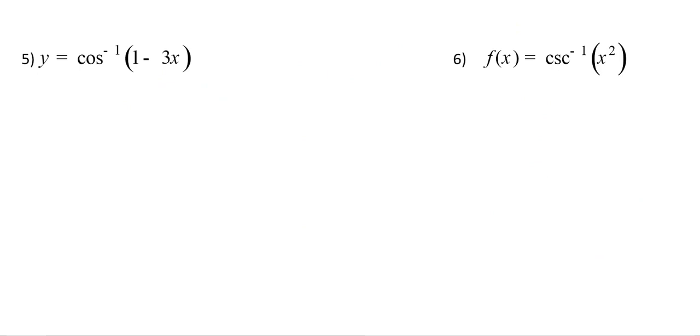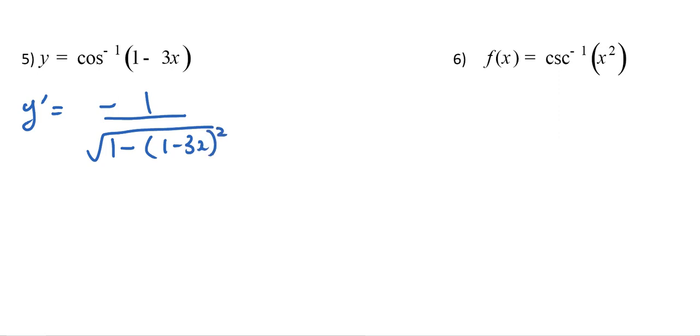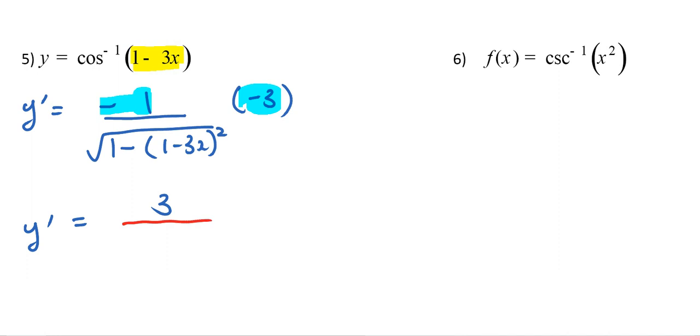For the next few problems, I'm just going to solve them without writing down what the derivative is for the inverse. So this is going to be -1 divided by the square root of 1 minus (1 minus 3x) squared, and then you take the derivative of the inside part, which is -3. Simplifying, if I take this -1 and multiply it by -3, that's positive 3, all divided by 1 minus (1 minus 3x) squared.